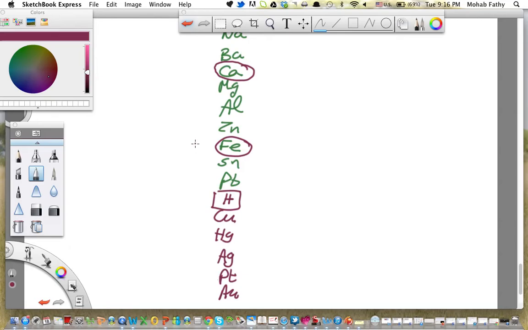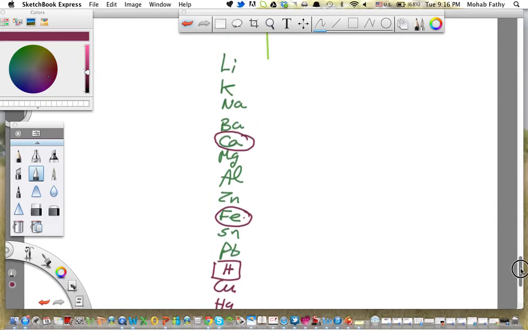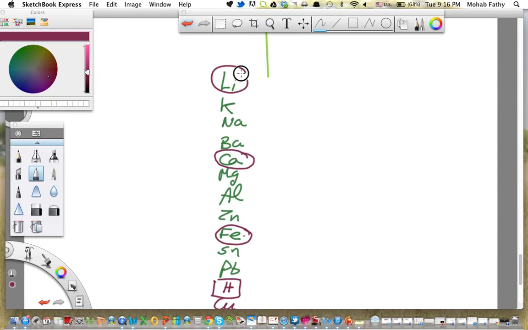However, if I'm weaker and I knock on the door and tell him to come out, he will look at me and say, go play somewhere else. So the stronger element can replace the weaker one, but the opposite is not true. You have to study by heart these three elements: lithium, potassium and sodium. They are at the top of all metals, so they can replace any metal. Don't forget them.